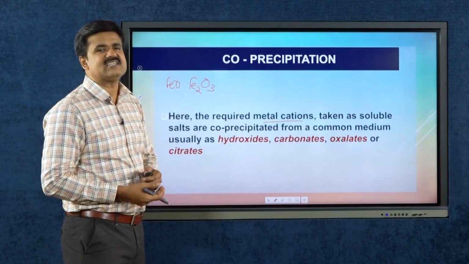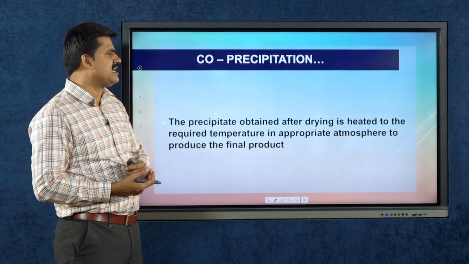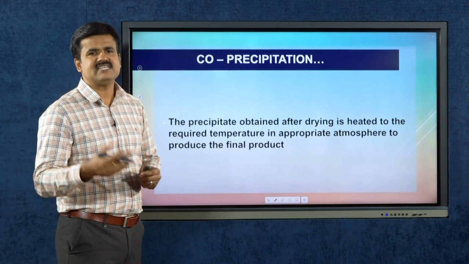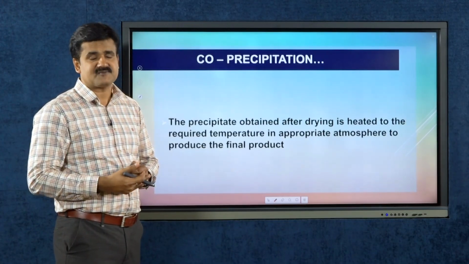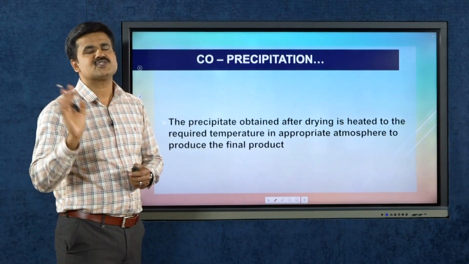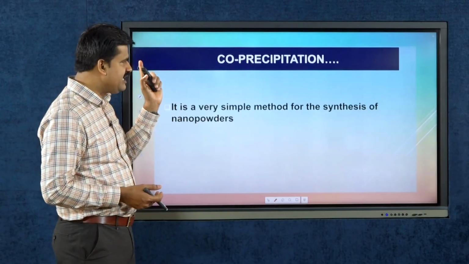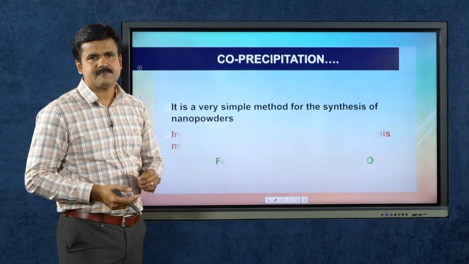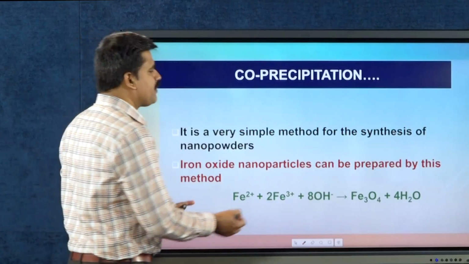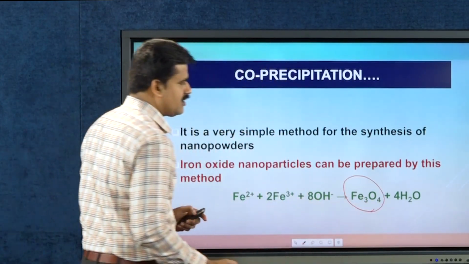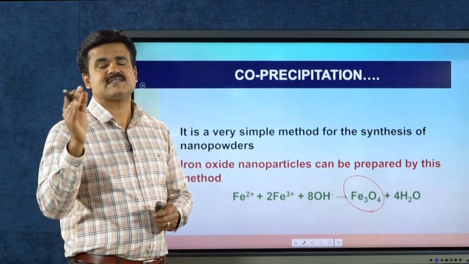We can enter into more details of the co-precipitation reaction. The precipitate obtained, after drying, is subjected to heating at a suitable, appropriate atmosphere, and these precipitates undergo decomposition to get to the final product. The co-precipitation technique is highly useful for the preparation of nano powders. We can illustrate the co-precipitation technique by taking the preparation of nano Fe3O4. Fe3O4 nanoparticles can be prepared very well with the co-precipitation method.